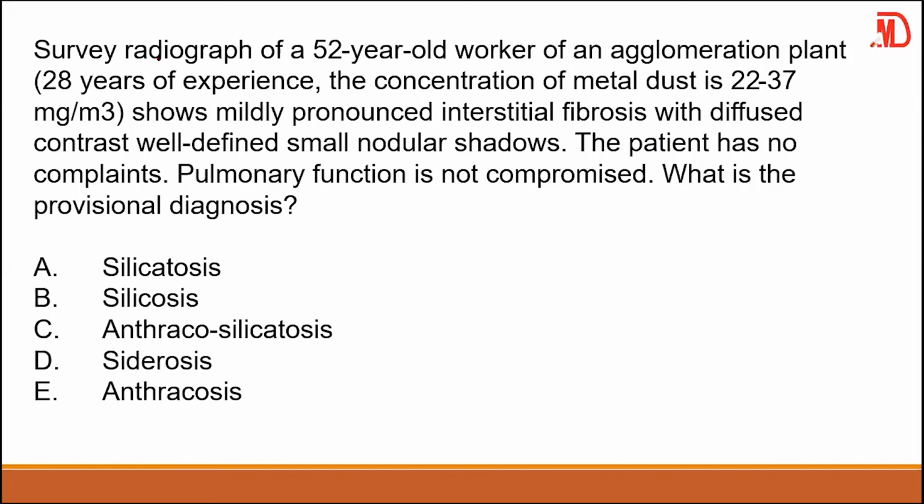A survey radiograph of a 52-year-old worker of an agglomeration plant with 28 years of experience. The concentration of metal dust is 22 to 27. It shows mildly pronounced interstitial fibrosis with diffuse, well-defined small nodular shadows. The patient has no complaint. Pulmonary function is not compromised. That means not yet compromised, because it is mild. What is your provisional diagnosis?